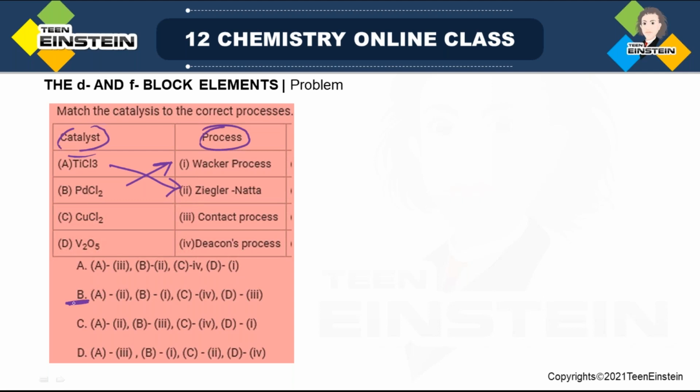Okay, so see, just solving 2, you can easily understand which option will be the correct option. CuCl2, that is used in Deacon's process. So C is related to 4 and D is 3. D3, C4. Okay. So it is simply a memory based question. If we want to answer it, we have to remember this.